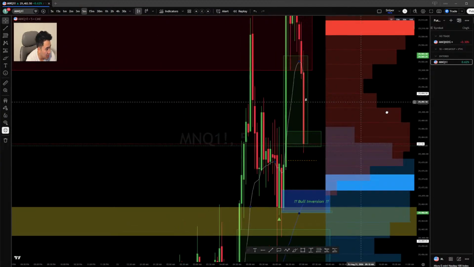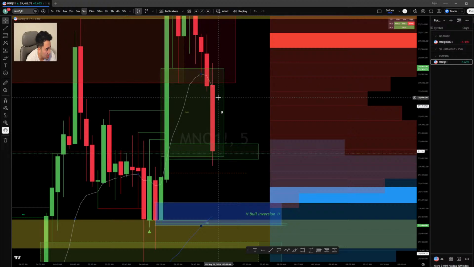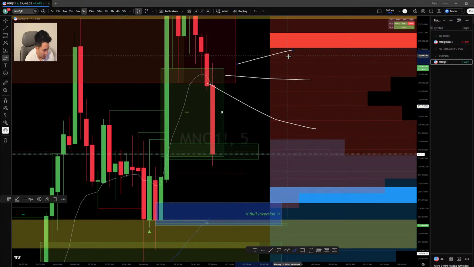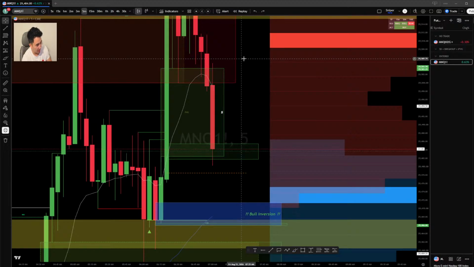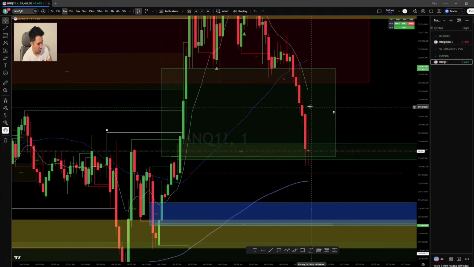On the 5-minute, if price starts pushing up, rejecting off this 13 EMA, and starts closing and breaking above that 13 EMA, I would look for a 5-minute breakout setup.